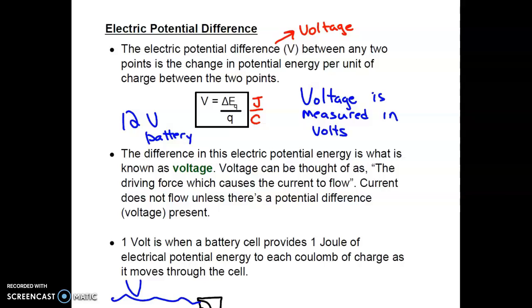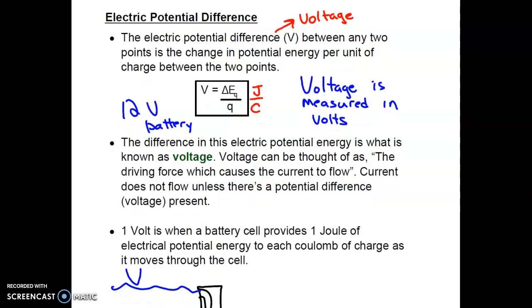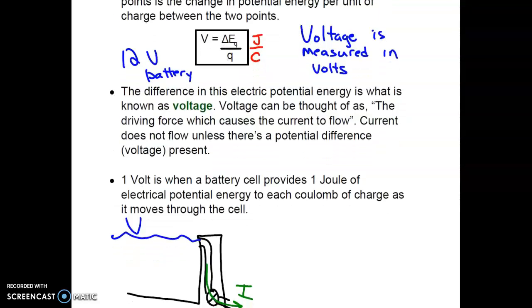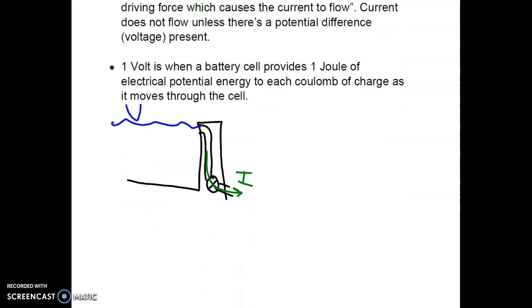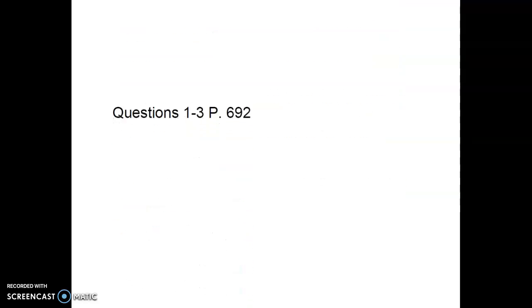So we often see a 12-volt battery, and that's when it provides 12 joules of electrical potential energy to each coulomb of charge as it moves through the cell. Like 1 volt is a battery cell providing 1 joule of electrical potential energy to each coulomb of charge as it moves through the cell. So if you can do these 3 simple questions to check your understanding, the answers will be posted in the classroom.